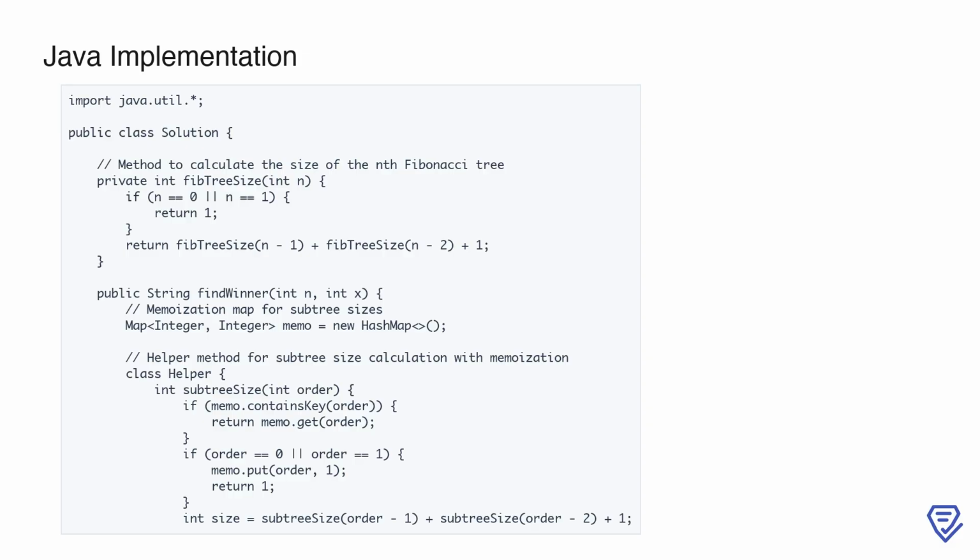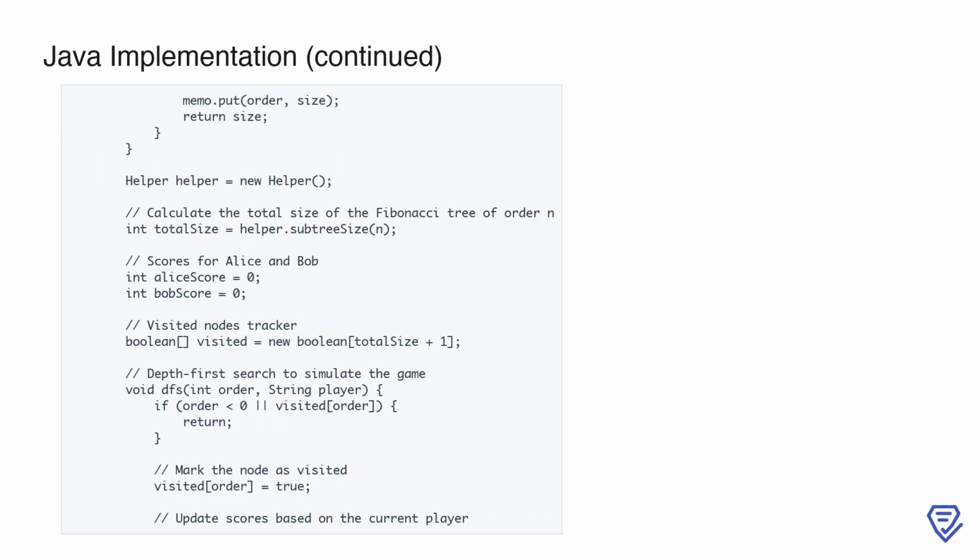We prepare a memoization map to store subtree sizes and optimize our calculations. Inside findWinner, we create a nested helper class with the subtreeSize method, which calculates the size of a subtree recursively. If the size for a given order is already in the memo map, we simply return it. For new values, we compute the size using the same Fibonacci logic as before, store it in the map, and return it. After defining the helper class, we instantiate it and use it to calculate the total size of the Fibonacci tree for the given order n. This value represents the total number of nodes in the tree.